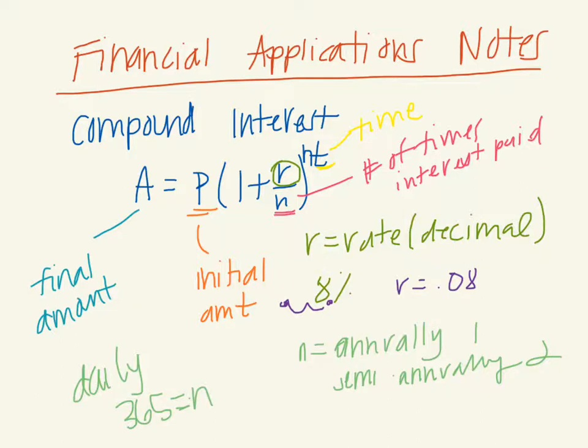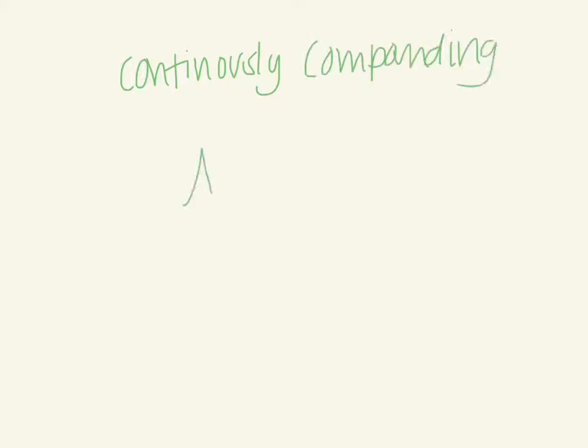The other equation that we're going to use is the continuously compounding interest. That formula for continuously compounding is A is equal to P times E raised to the RT. So in this instance, P is still going to be your initial amount.